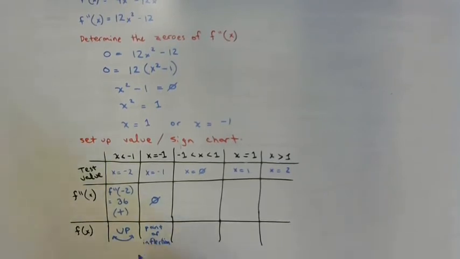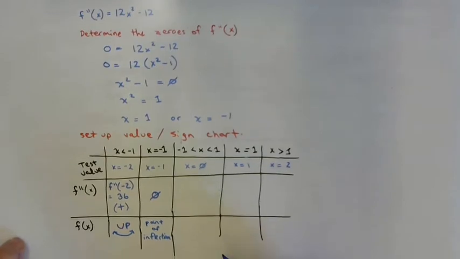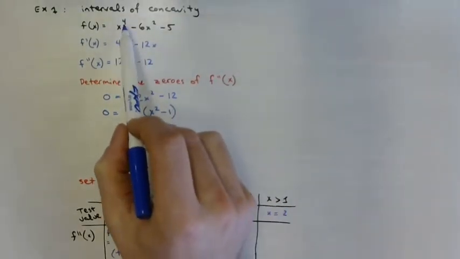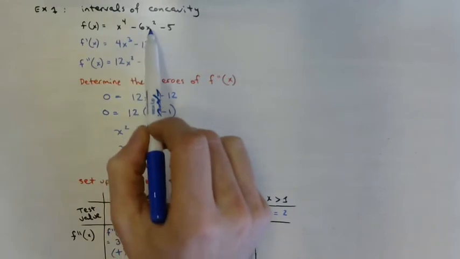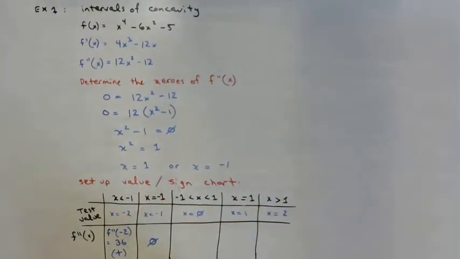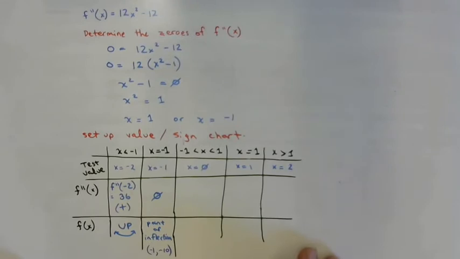Point of inflection where x equals -1. In order to find out what that point actually is, we just sub -1 into the original f of x. -1 to the power of 4 is +1. -1 squared is 1, so that's 1 minus 6, which is -5. Minus 5 is -10. So that is a point of inflection on the original curve.